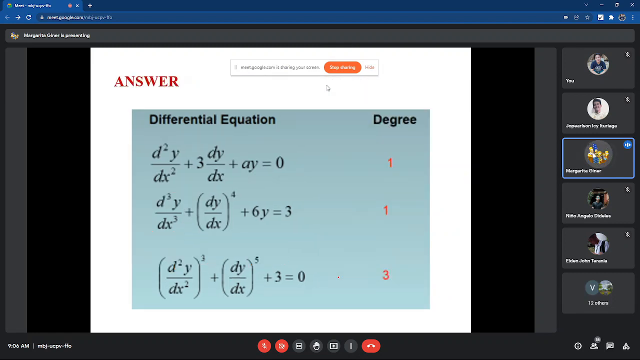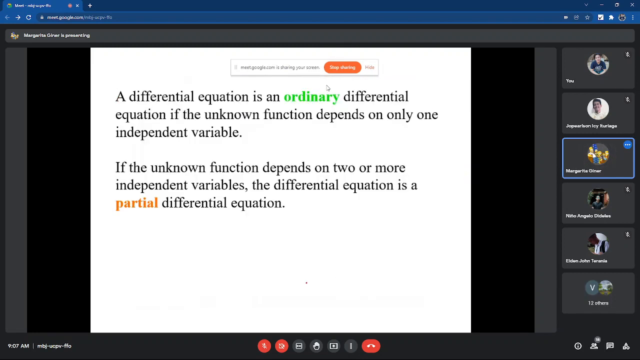Okay, I'll proceed, ha. So, alright. So, again, earlier, you have to identify what is the order of your differential equation and what is the degree of your differential equation.